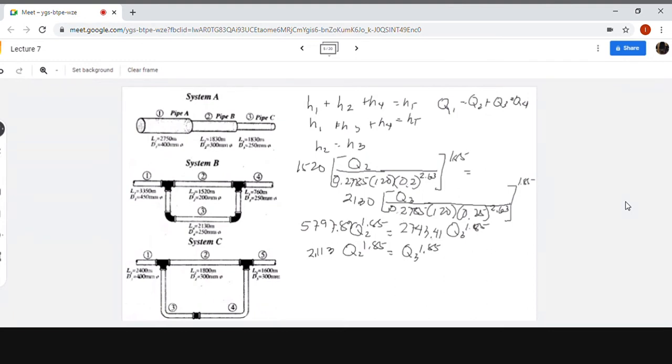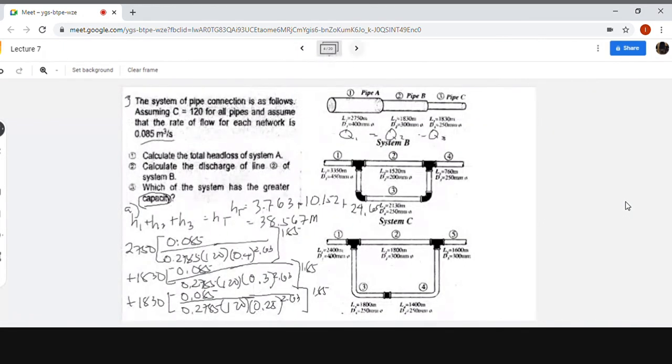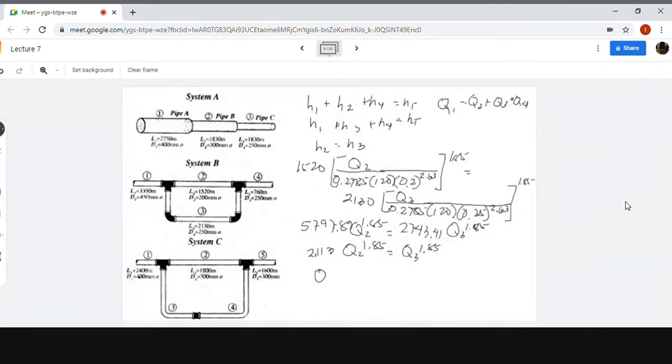Okay, so once we have that equation, we can substitute it here. So Q1 is equal to Q2 plus Q3. Since we know that Q1 is equal to 0.085, so 0.085 is equal to Q2 plus Q3.